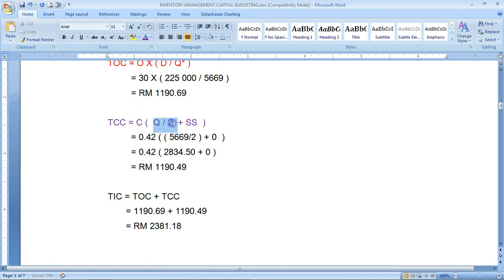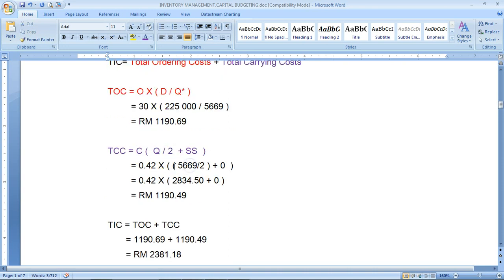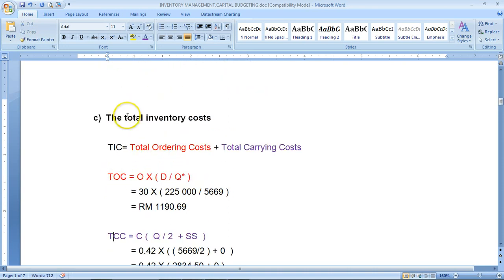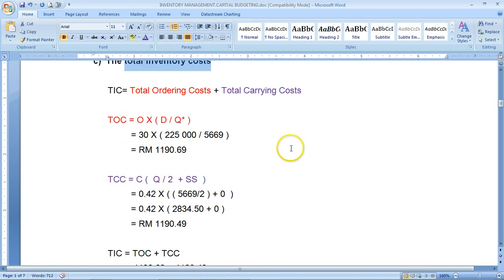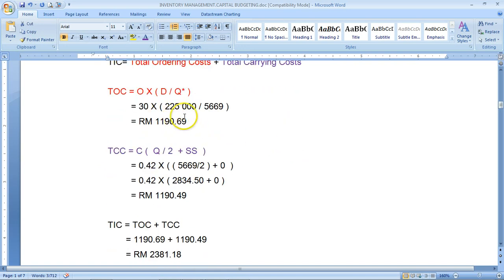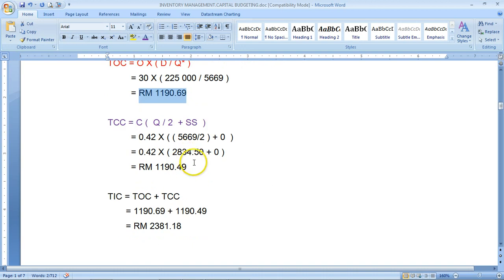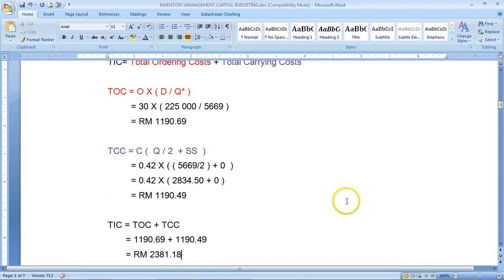What formula is this? This we call average inventory. So this is times and this is times. Please settle this first. And after you get the answer, then you times with 0.42, then you get this. This is only the total carrying cost. What does the question ask you, class? Total inventory cost. So what you have to do now, the answer that you get from your TOC, you have to plus with your TCC. Total ordering cost, total carrying cost. Then you get RM 2,381 ringgit 18 cent. That is your total inventory cost that you spend.